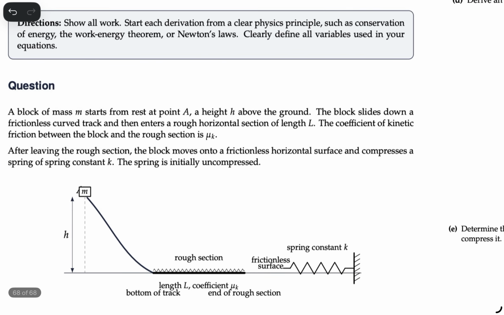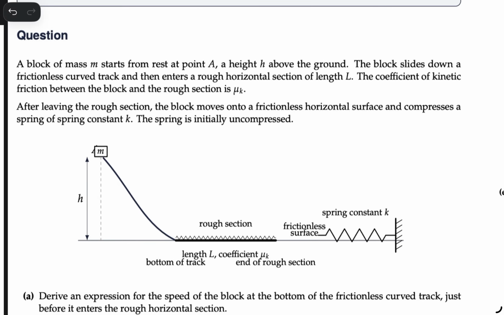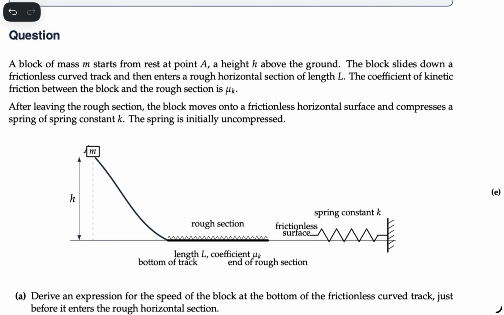In this video, we're going to be doing an AP Physics 1 FRQ for Unit 3 Energy. We have a block of mass M that starts from rest at point A, height h above the ground. The block slides down a frictionless curved track and then enters a rough horizontal section of length L. The coefficient of friction between the block and the rough section is mu k.